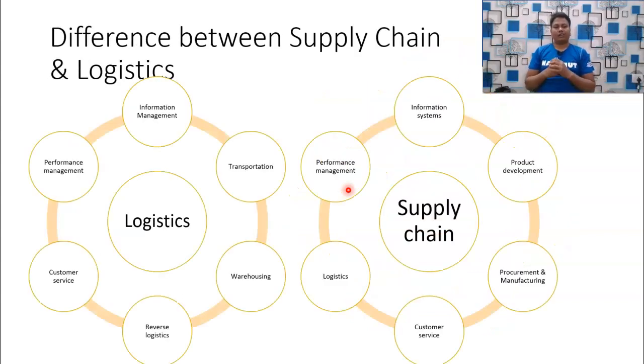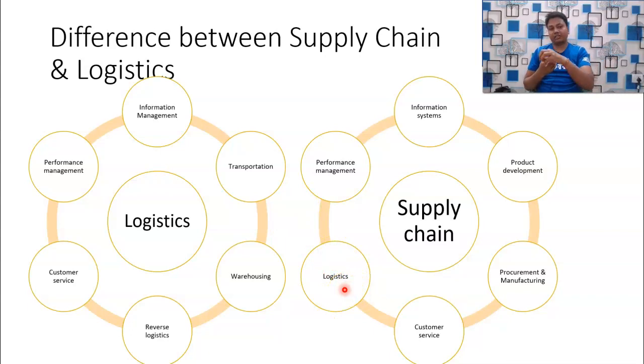Okay. So now let us talk about the difference between supply chain and logistics. As I explained earlier, you can understand that logistics is a part of supply chain only, right? In supply chain, product development is involved, procurement, manufacturing, customer service, information systems, performance management, and logistics are involved. And here you can see in this block, logistics is part of supply chain.